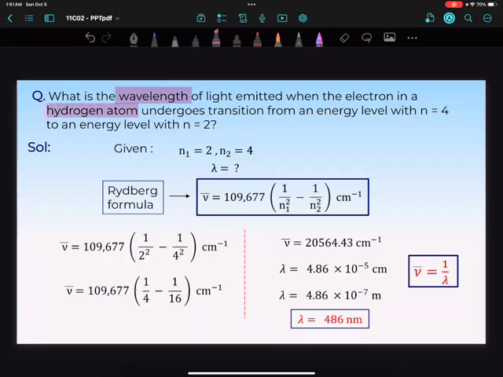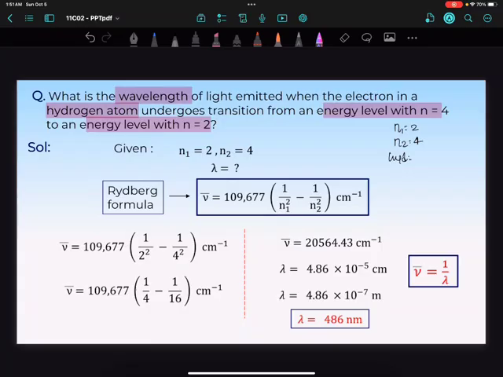Secondly, they have given a hydrogen atom. Thirdly, they have given energy levels. So while looking at the things which are given, we should know which formula should be applied. First we have to note down what they have given. They have given n1 equals 2, n2 as 4, and a hydrogen atom.